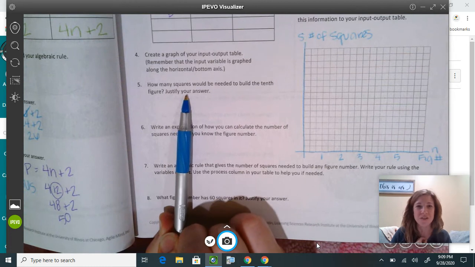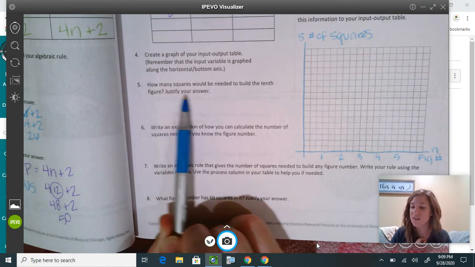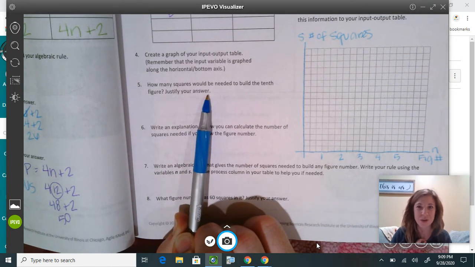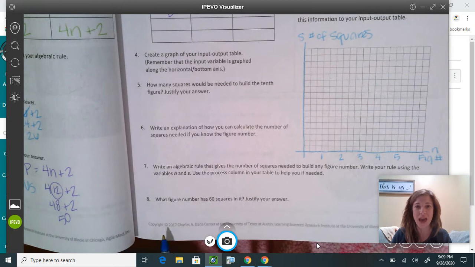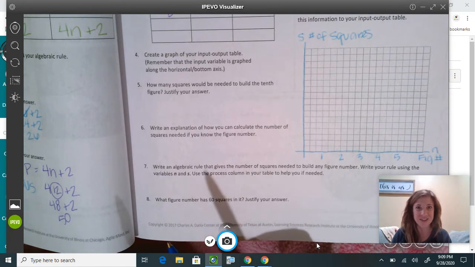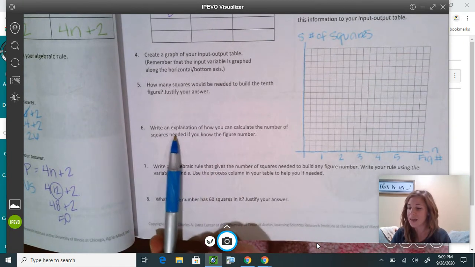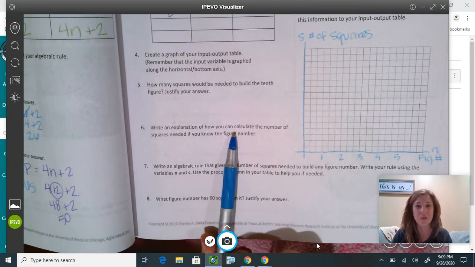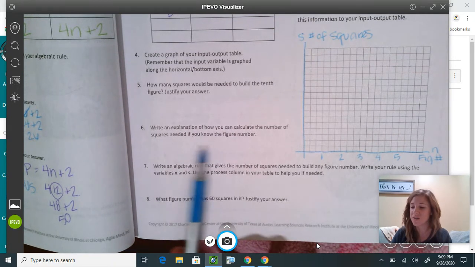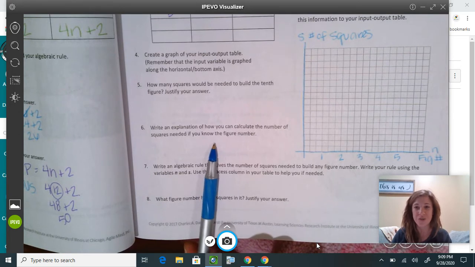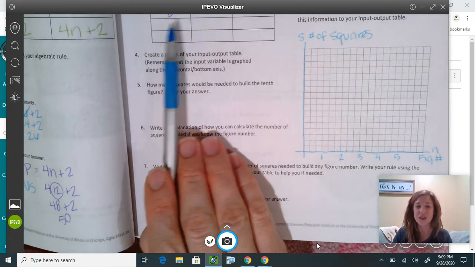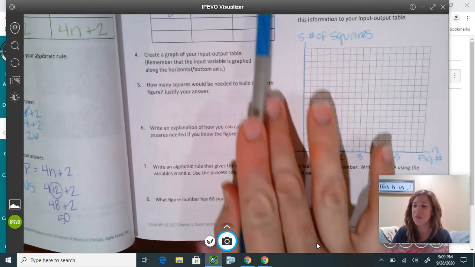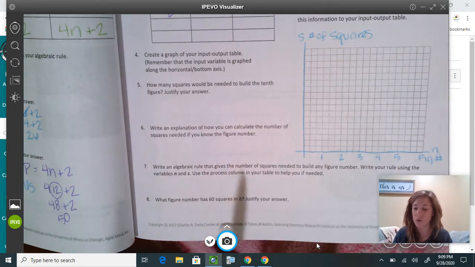5, how many squares to build the 10th figure? Justify your answer means I don't just want to see a number. I want to read in words a why, or I want to see some math. Writing out some math definitely counts as a justification. Answers the why. 6, how can you come up with the number of squares needed if you know the figure number? In words, how is the figure number, that first column, related to the output column?